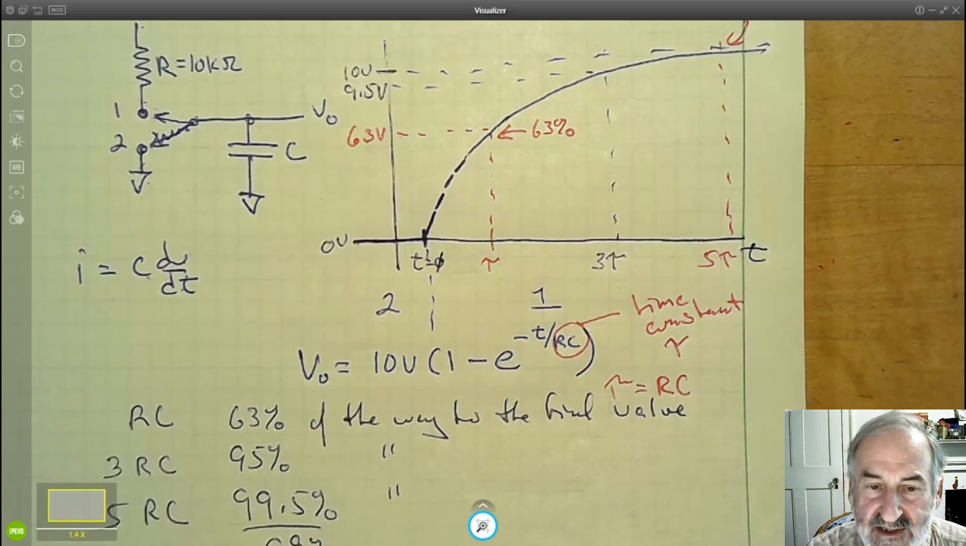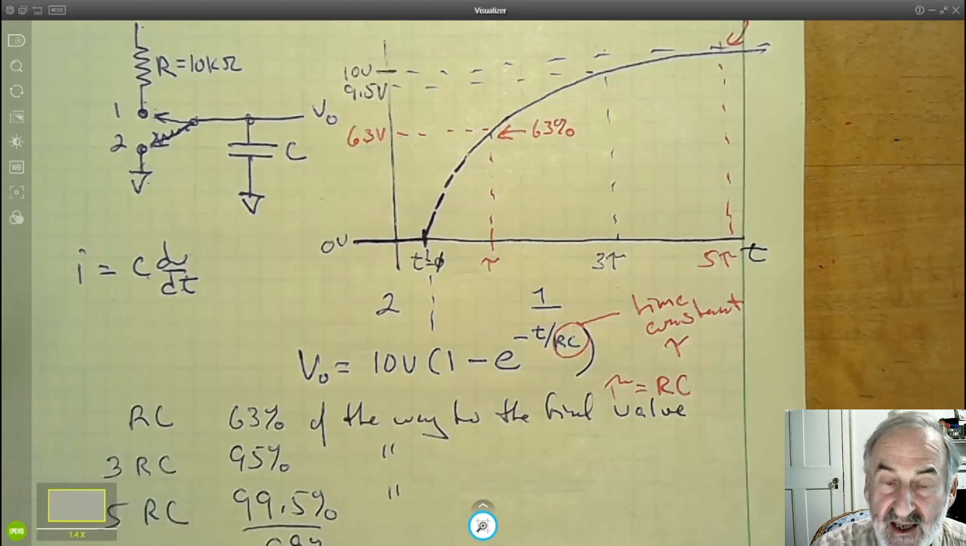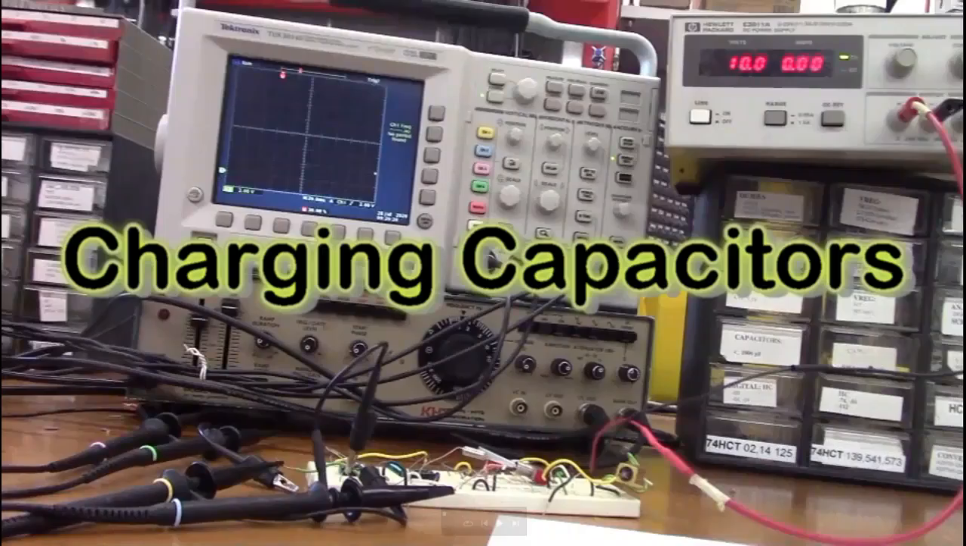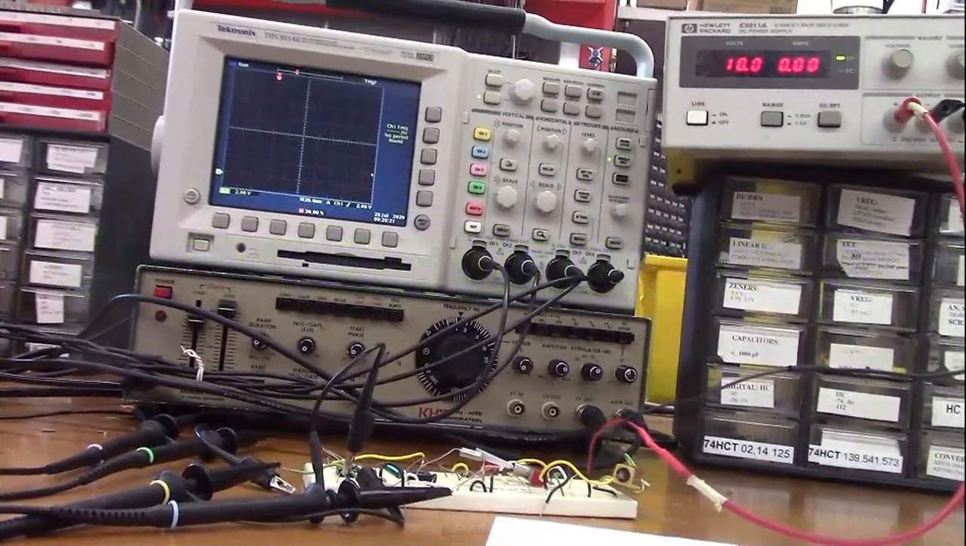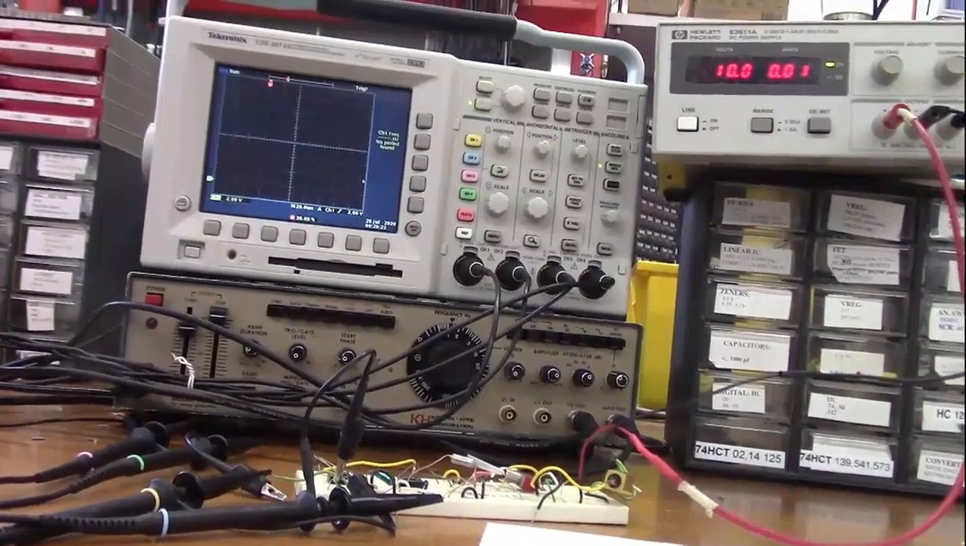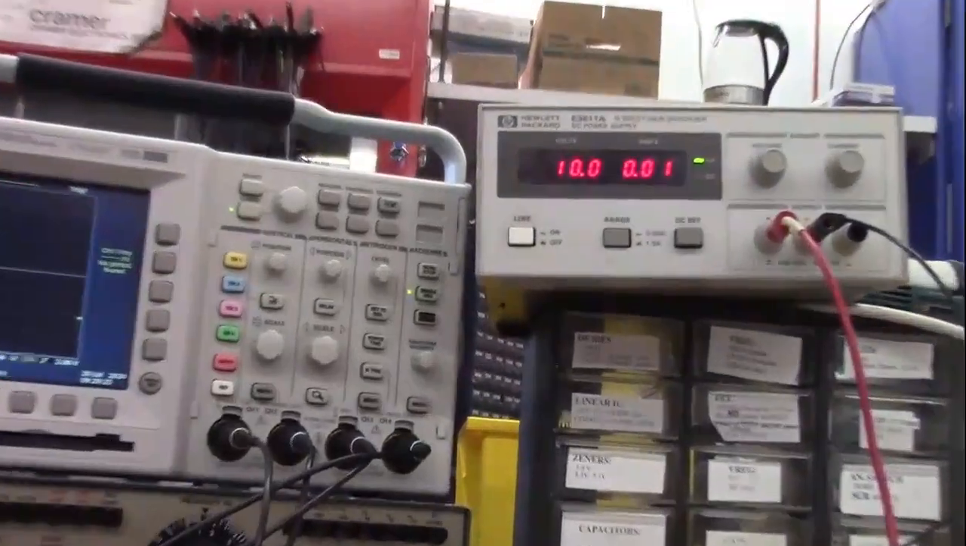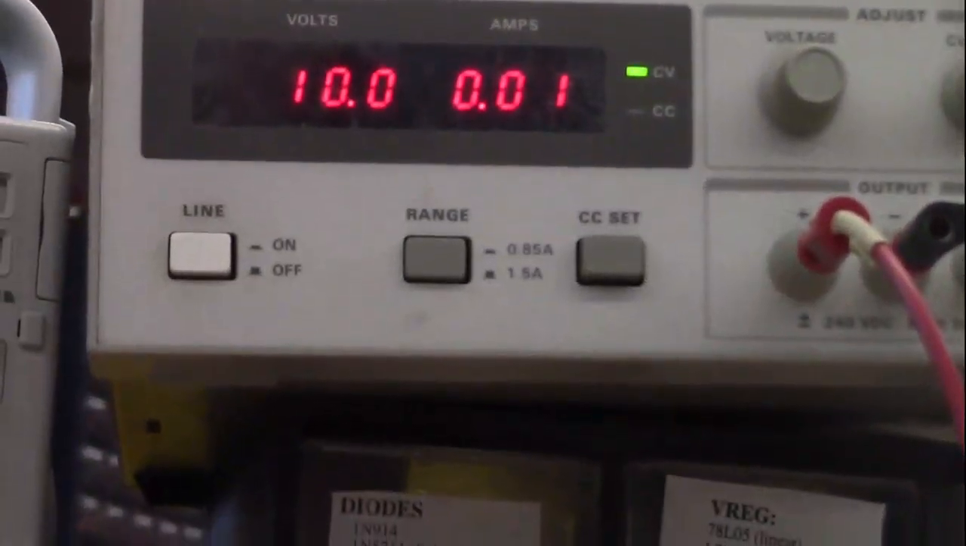Okay, why don't we take a break here and take a look at a demo of charging capacitors with current sources and with resistors and see if any of this actually happens when we have a real-life situation. Okay, we're going to take a look at capacitors. We have our test set up here. We have a power supply set for 10 volts.